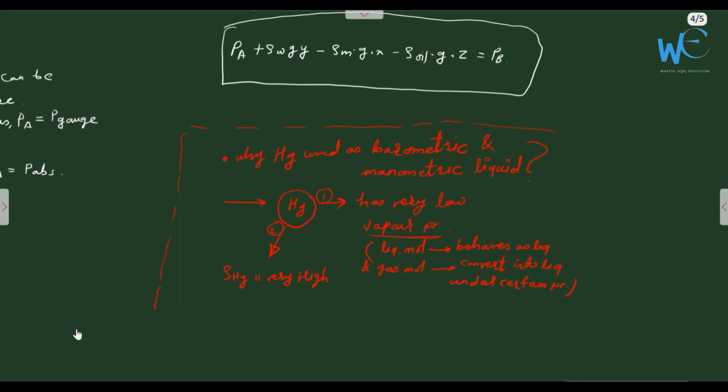When one atmospheric pressure is applied, how high will water rise? Water will rise to 10.13 meters, and mercury moves upwards by just 760 mm. Why is that so? Due to this phenomenon, mercury has very high density. And the first one I told you, mercury has very low vapor pressure. So what is vapor pressure?